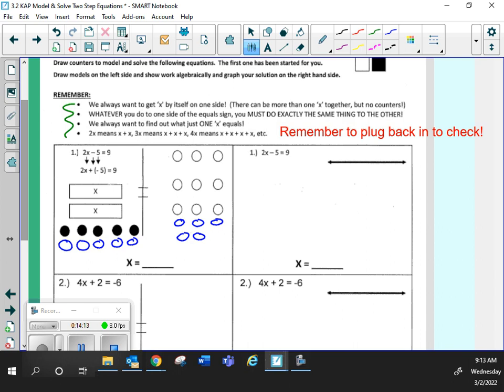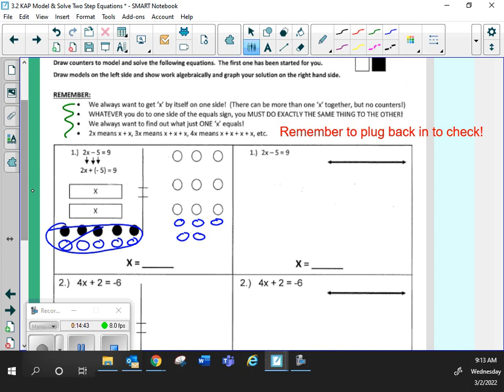Okay, do I have any 0 pairs anywhere on my board that I can take the color away? Yes. Okay, over here on this left side, those 0 pairs can go away. And now I'm left with 2x on one side, and I'm left with, how much on this other side? 14. Okay, 2 x's is equal to 14, but I don't want 2 x's. I want to split those evenly. I want to find the value of just 1 x. So I have to figure out, if I split them evenly, each x is going to get how many?